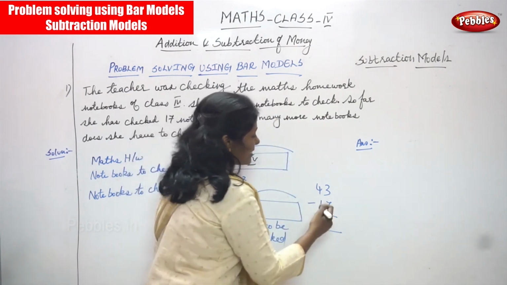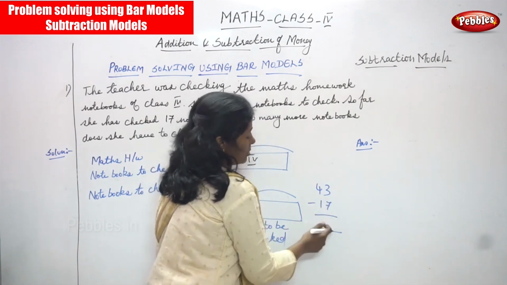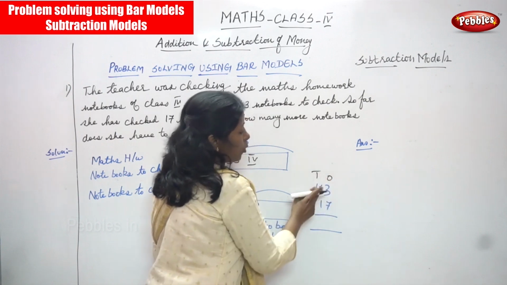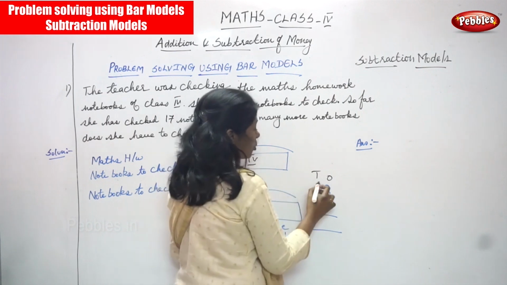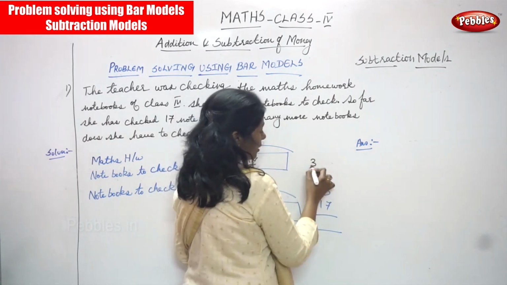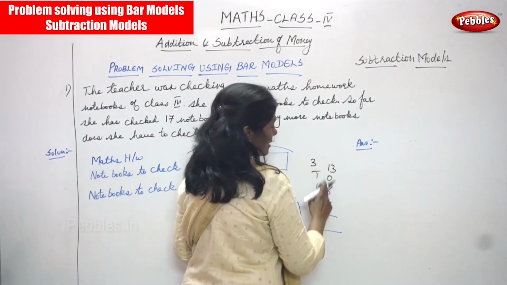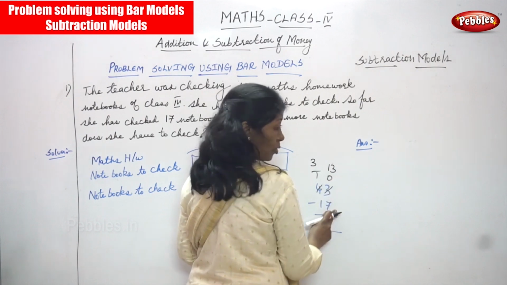3 minus 7 is not possible, there is not enough to subtract. So you have to borrow, from tens. I borrow 1 ten from this 4. So this 4 becomes 3, and this 3 becomes 13, because I borrowed 1 ten: 10 plus 3 is 13. Now 13 is the bigger number and 7 is the smaller number.